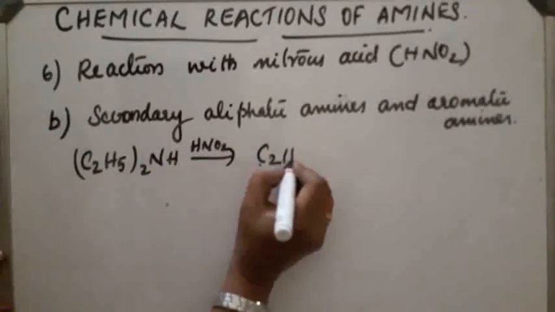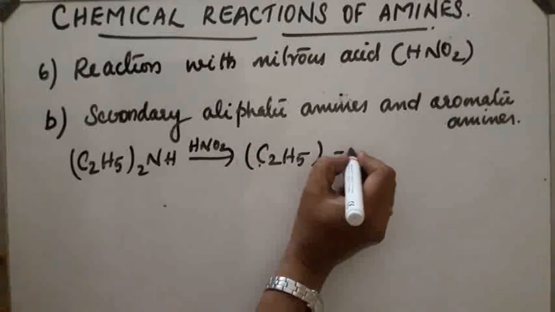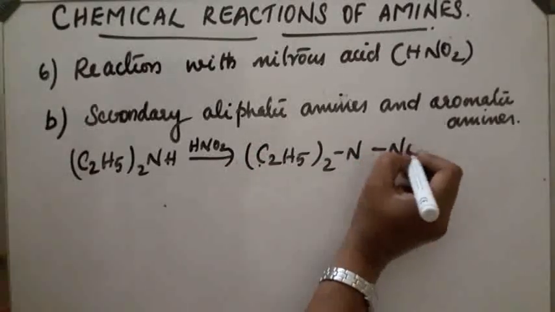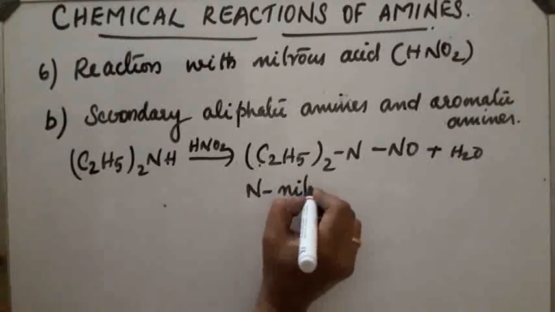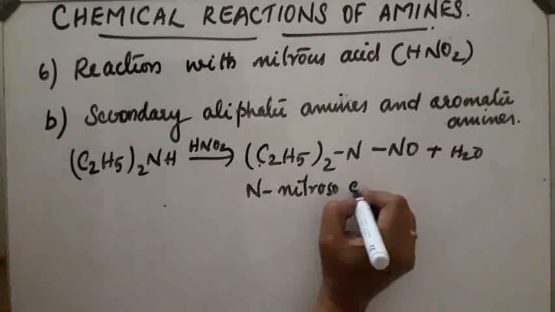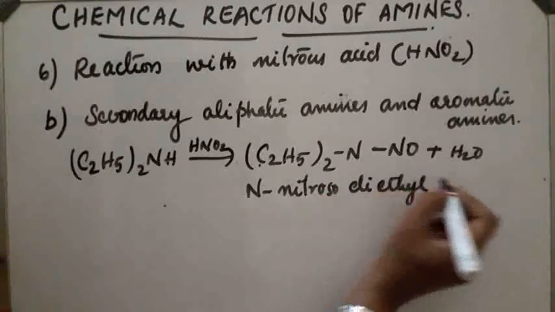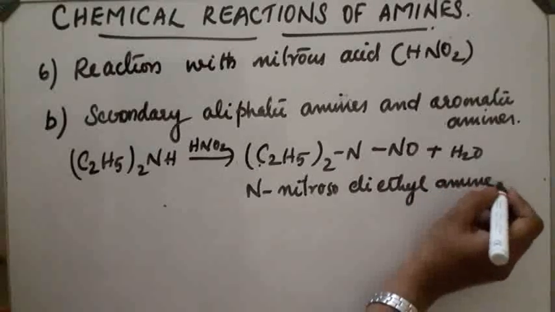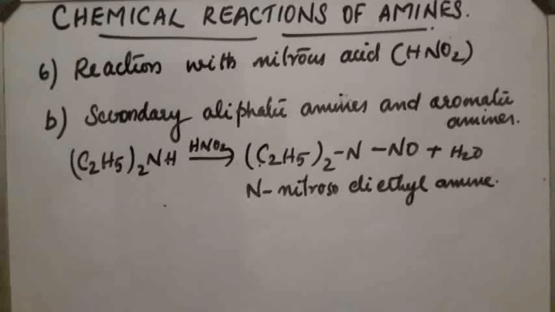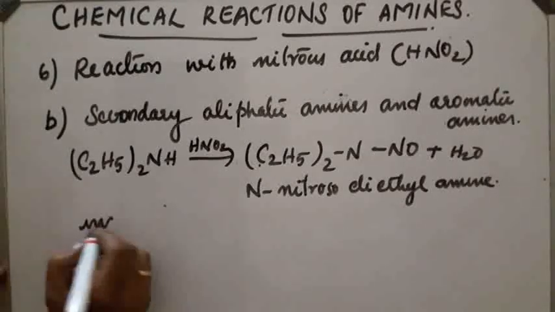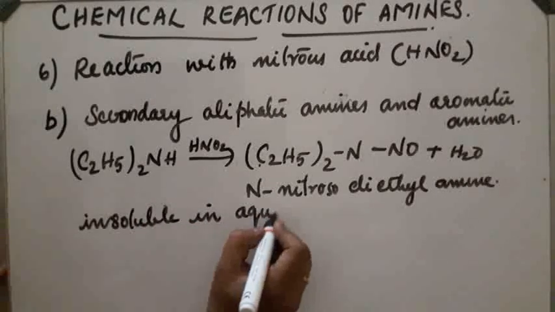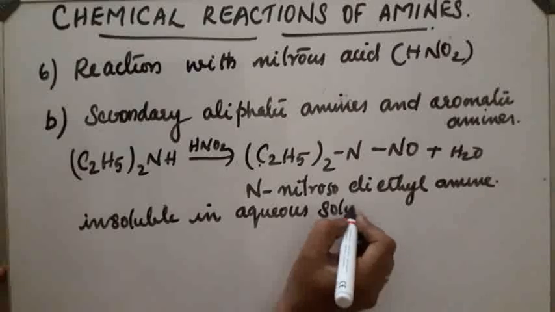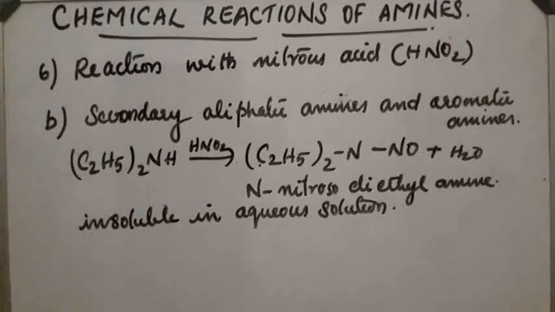gives (C2H5)2N-NO plus H2O. This compound is N-nitroso diethylamine. Okay, N-nitroso diethylamine is obtained. This compound is insoluble in aqueous solution, and forms a yellow layer. Okay, a separate yellow layer is obtained.